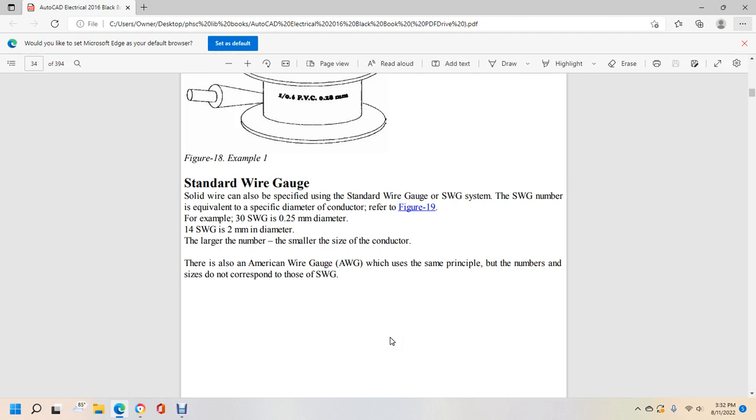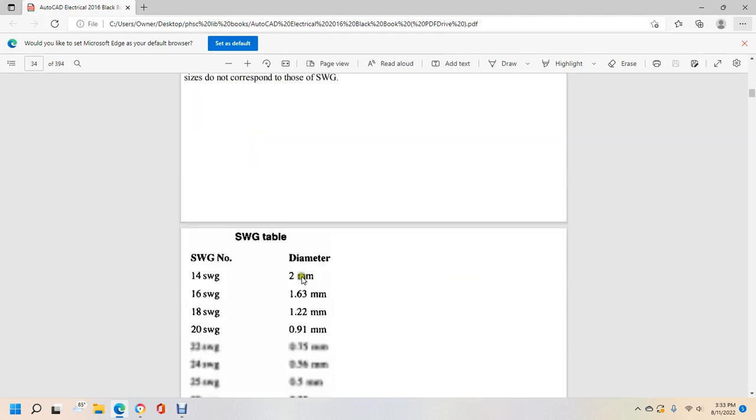For example, 30 standard wire gauge is a quarter of a millimeter in diameter. 14 standard wire gauge is 2 millimeters in diameter. So the higher the gauge number, the smaller the millimeter size. The larger the number, the smaller the size of the conductor. There's also an American wire gauge, which uses the same principle, but both numbers and sizes do not correspond to a simple standard wire gauge.